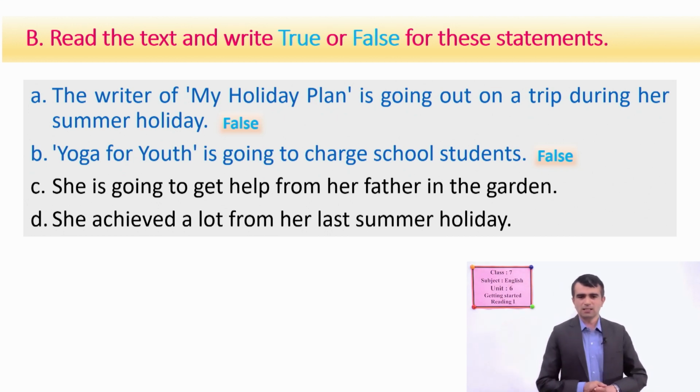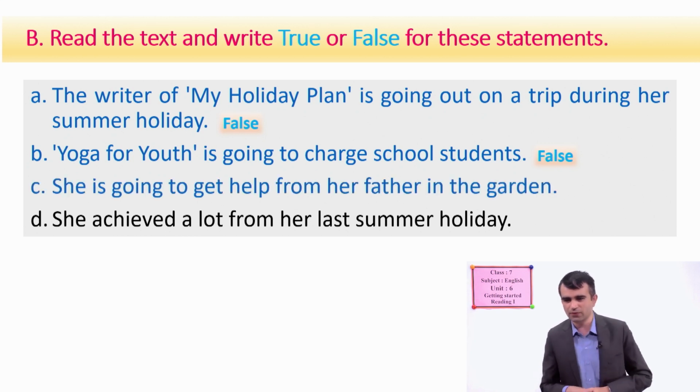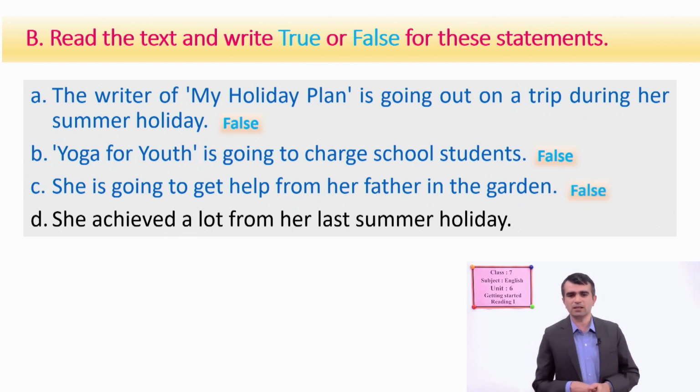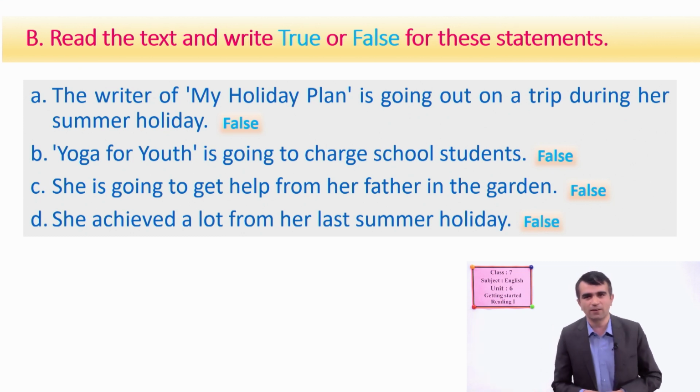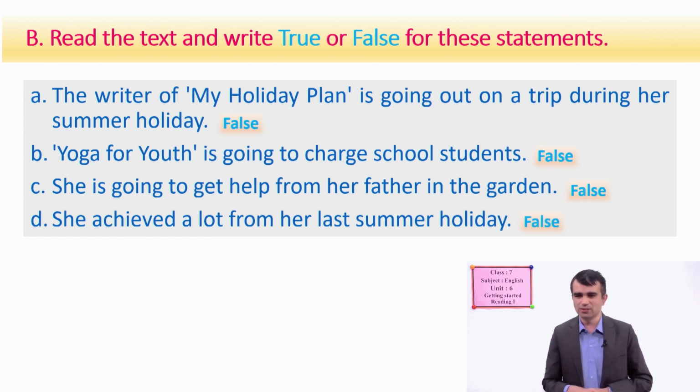Now number C, she is going to get help from her father in the garden. Is she going to get help from father? No. So what is it? False. Very good. That is also false. And then finally, she achieved a lot from her last summer holiday. Did she achieve much? Does she say so? No, she didn't achieve much last time. So that is what? That is also false. So all the statements given here are false, aren't they? Good, you did very well.